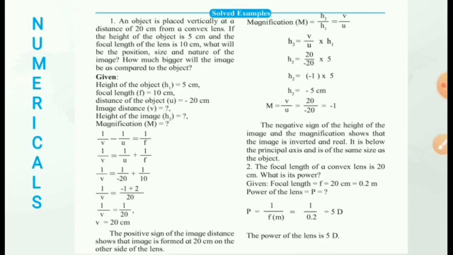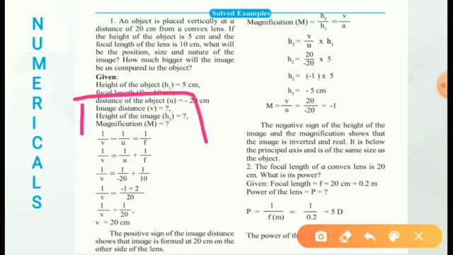First write down the given height of the object. h1 is 5 cm, focal length f is 10 cm, distance of the object u is minus 20 centimeter. Here you will take into consideration the sign convention for solving the numerical sums. You have to find out the image distance v, height of the image h2, and magnification m. All this you have to find out.